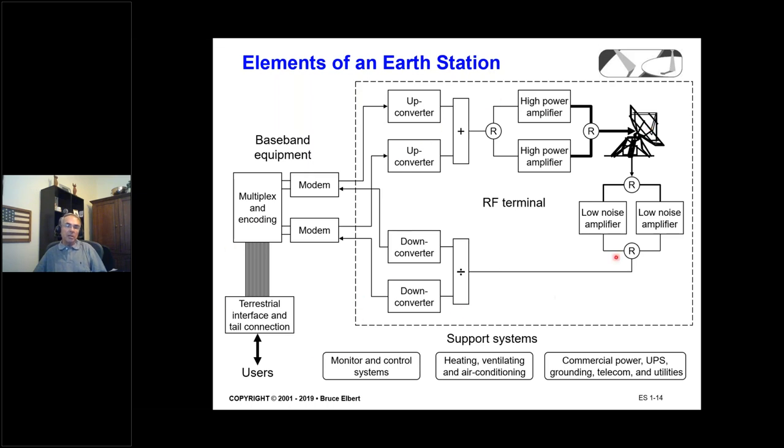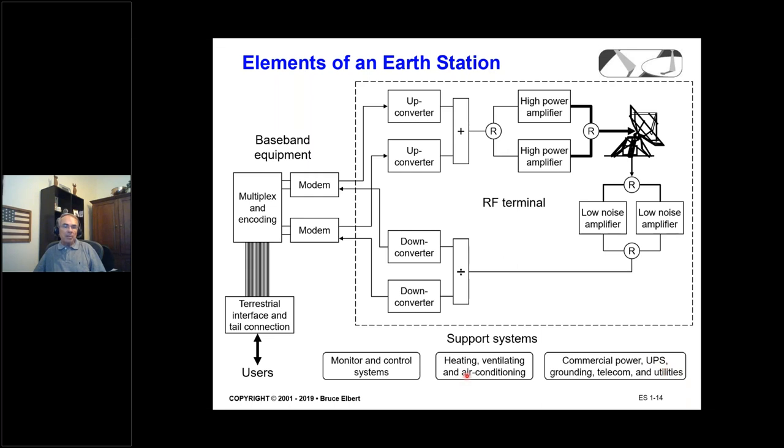So this is the communications part of the terminal. We have the RF terminal, and we have the baseband equipment, and we have the terrestrial interface. But there are more things needed that we'll talk about, what I call support systems here. You'll need commercial power. You need an uninterruptible power source, or UPS, or power system, potentially using generators to supply power when the commercial is interrupted. Grounding to protect equipment, people, and especially to deal with lightning in certain parts of the world. Telecommunications, if this is a major facility and people in there need access to telephone lines. And then utilities, other than power, but water and gas and what have you.